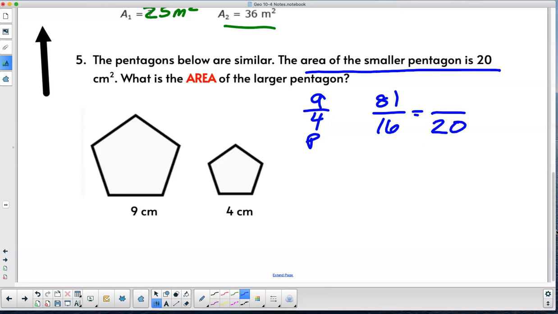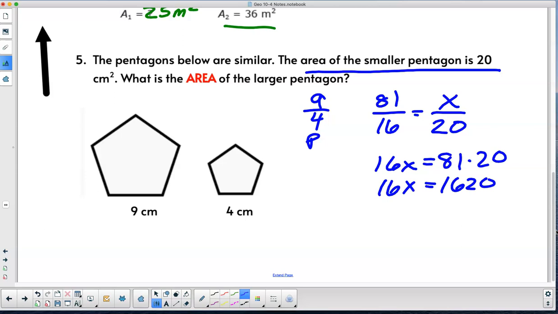So we're going to do some cross multiplication. We have 81, and we're looking for this one. We got 16 times x and 81 times 20. So 81 times 20 is going to be 1620. Then we got 16x. I'm going to take that 1620 and divide by 16, and I get x is equal to 101.25. And that is centimeters squared because it's area.